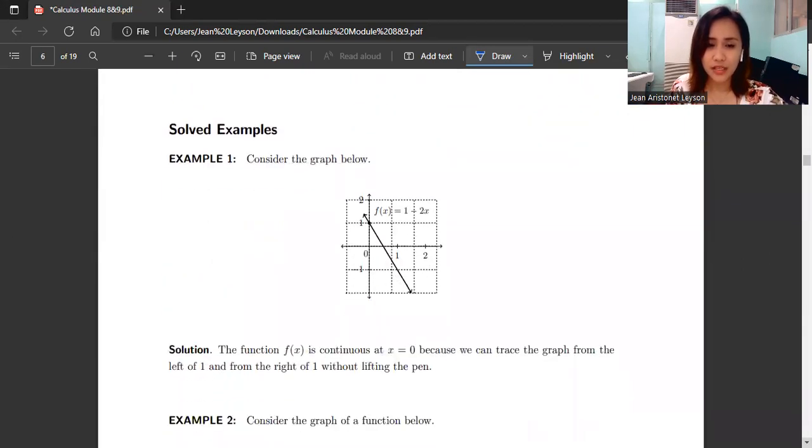So like we have here solved examples. Example 1, consider the graph. The function is continuous at x is equal to 0 because we can trace the graph from the left of 1 and from the right of 1 without lifting the pen. So going from the left side to the right side, both are continuous.